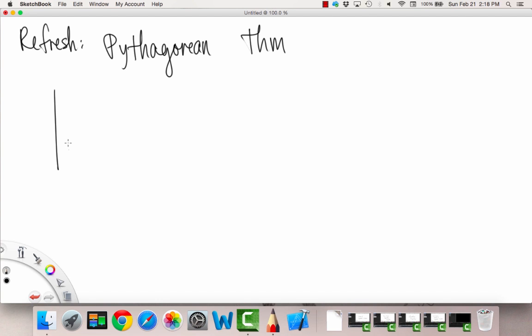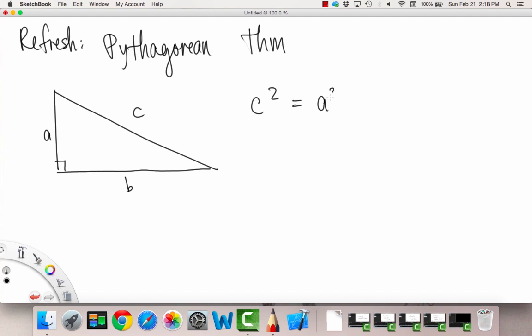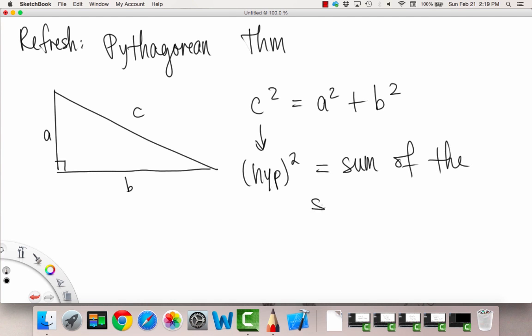The theorem of Pythagoras says this: if we have a right triangle, and specifically a right triangle, so it has to have a 90-degree angle in it, and we have side lengths A and B, and hypotenuse length C, then the following formula holds. C squared is equal to A squared plus B squared. This is just saying that our hypotenuse squared is equal to the sum of the squares of the side lengths.